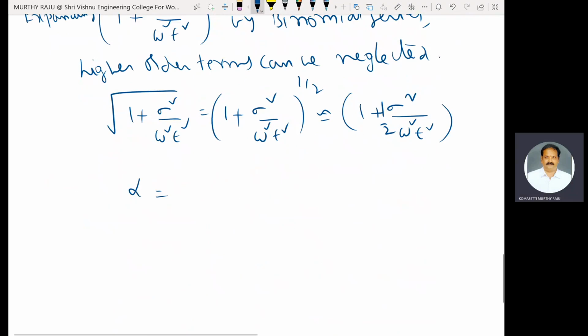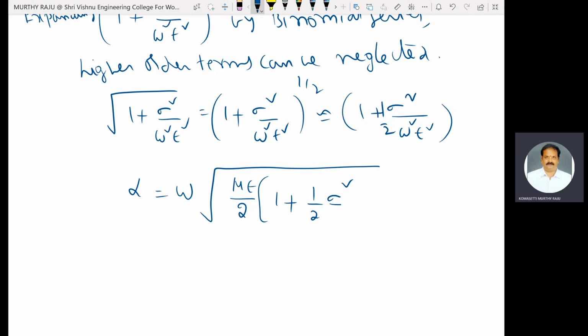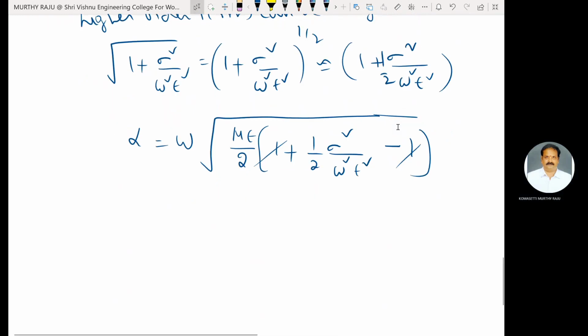Therefore, alpha is equal to omega square root of mu epsilon by 2, times the square root of 1 plus sigma square by omega square epsilon square, which is replaced with the term 1 plus 1 by 2 sigma square by omega square epsilon square. One more term is there, that is minus 1. Minus 1 and my plus 1 are cancelled.